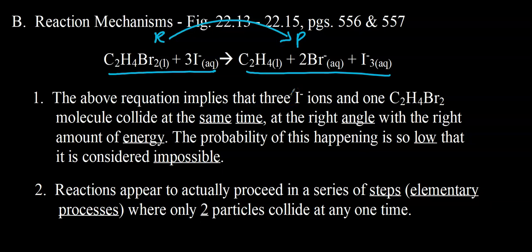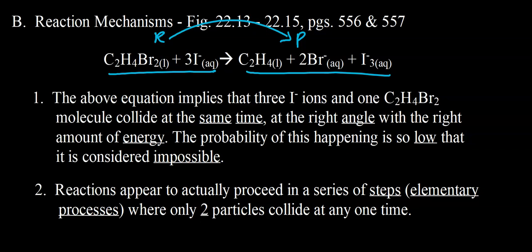Let's pretend that this equation does show you how a reaction occurs. Here's what it says. The above equation implies that 3 I minus ions, there are 3 of them, and 1 C2H4Br2 molecule, that's dibromoethane, don't worry about the name right now, collide at the same time at the right angle, I mean the right orientation, and with the right amount of energy. All right, think back to collision theory.